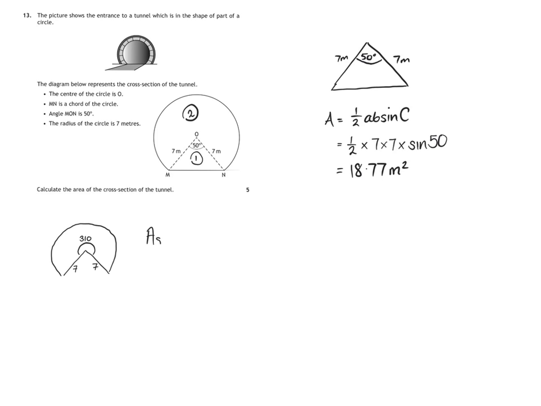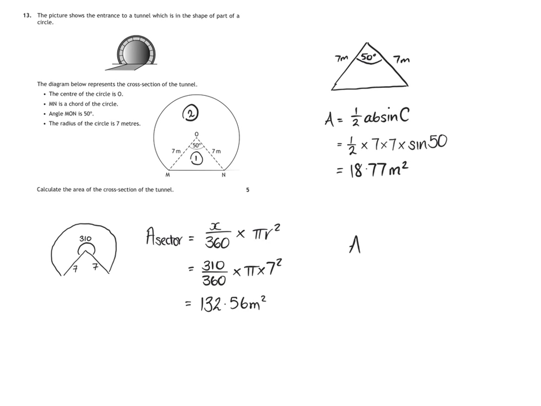So the area of the sector is equal to, and this formula you need to remember, x over 360 times pi r squared. You're finding a fraction of the circle, and the fraction comes from the angle, and then you're multiplying it by the whole area because you're only finding part of the area. So the angle is 310 over 360 times pi times 7 squared, which gives us 132.56 meters squared.